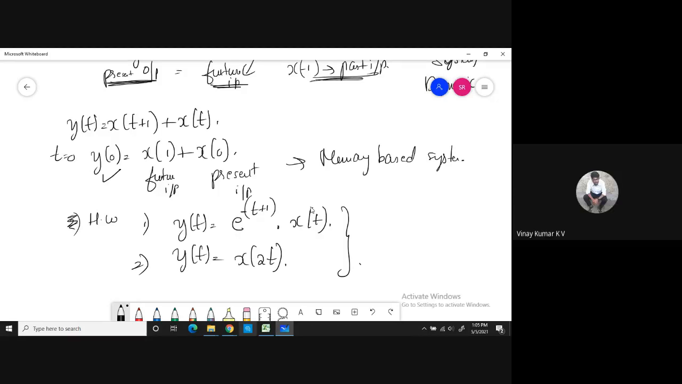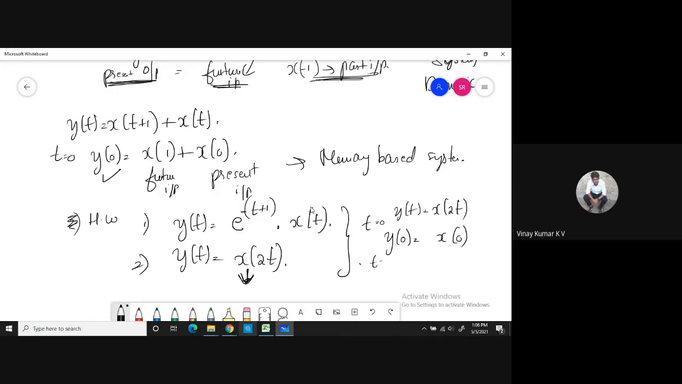You should mention only if it is memory or memoryless. By seeing only, you can tell what type of system this is. Second one. Memoryless. y of t is equal to x of 2t. If t is equal to 0, y of 0 is equal to x of 0.